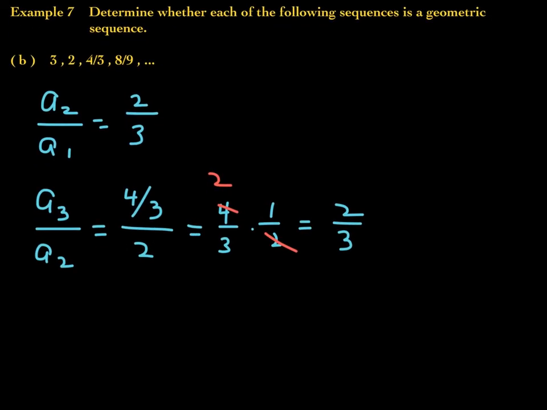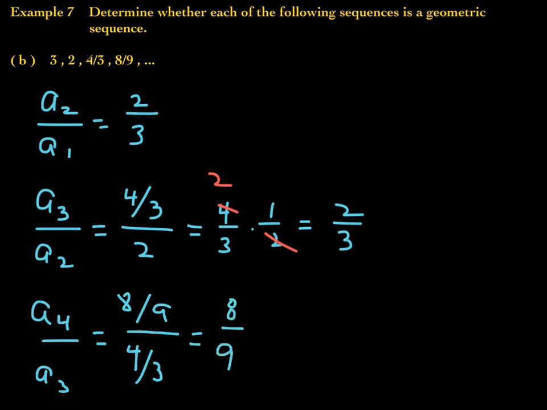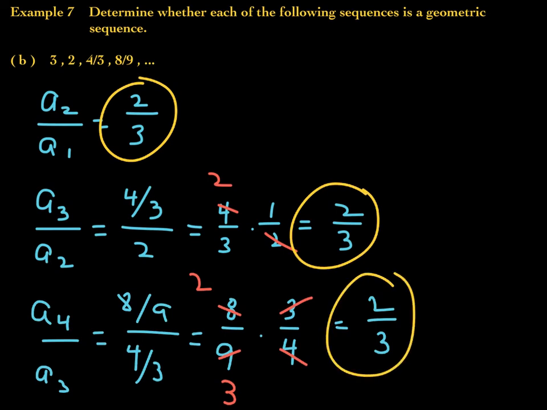Let's keep going though. Fourth term and the third term. That would be 8/9 divided by 4/3. Let's check that ratio. That's the same thing as 8/9 times 3 over 4. Definitely some cross-canceling action going on here. 3 goes into 9 3 times. 4 goes into 8 twice. So that would simplify to 2/3. So guys, look at this. Ratio is 2/3. Ratio is 2/3. Ratio is 2/3. So this is a common ratio. Therefore, this sequence is geometric.